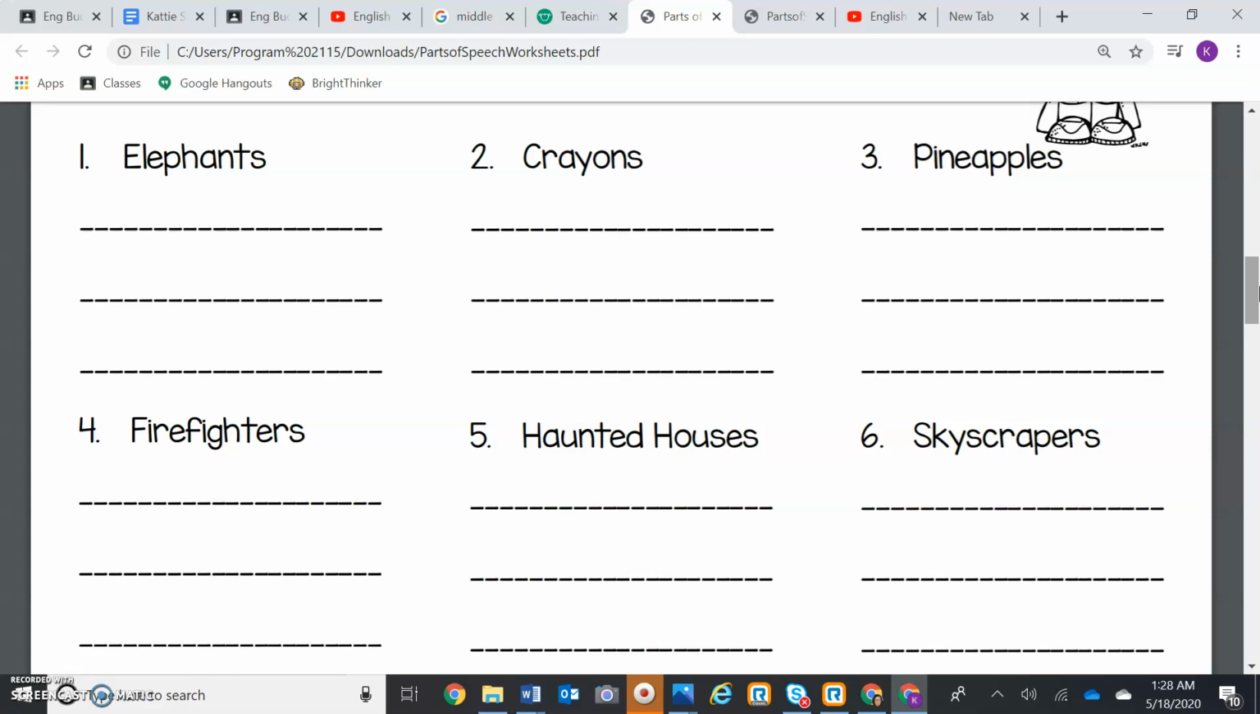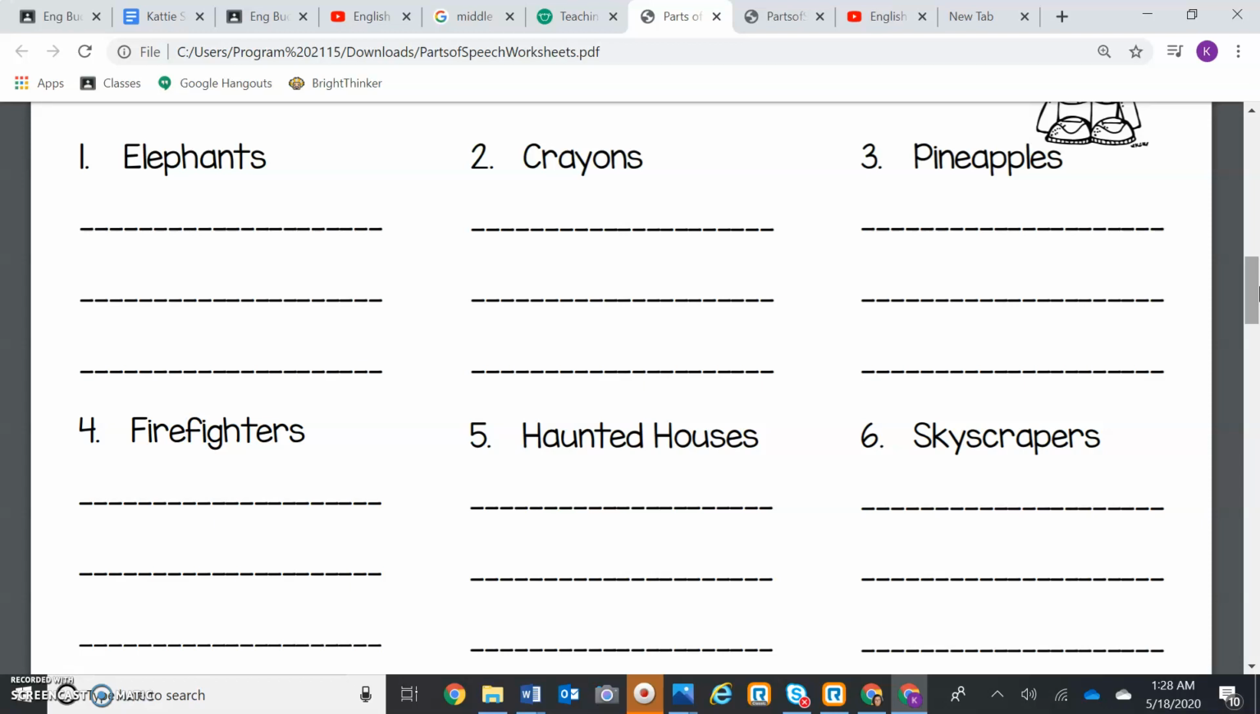Big, wet, giant. I don't know, maybe they're not wet because they don't live in the ocean. Dry, giant, big, ginormous. What are 3 things that describe crayons? Small, round, colorful. Think of your own stuff. 3 things that describe pineapples. Tart, spiky, yellow, tropical.